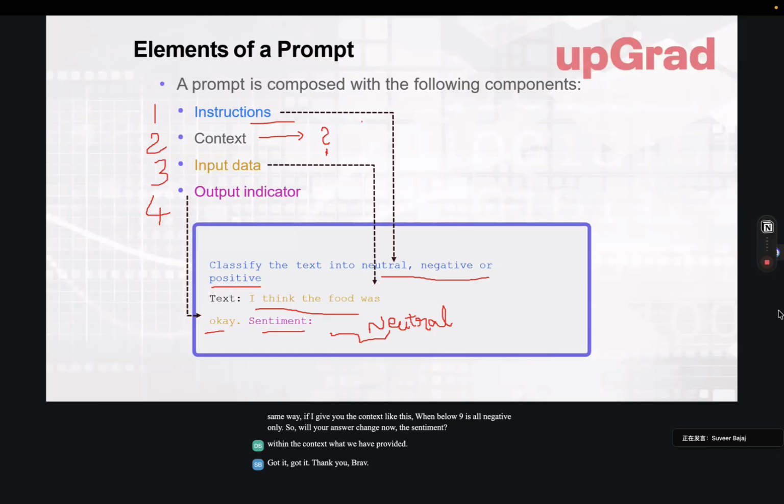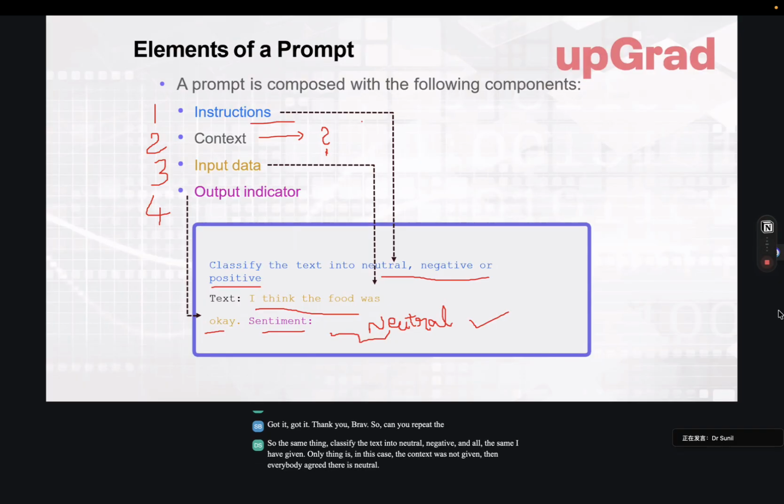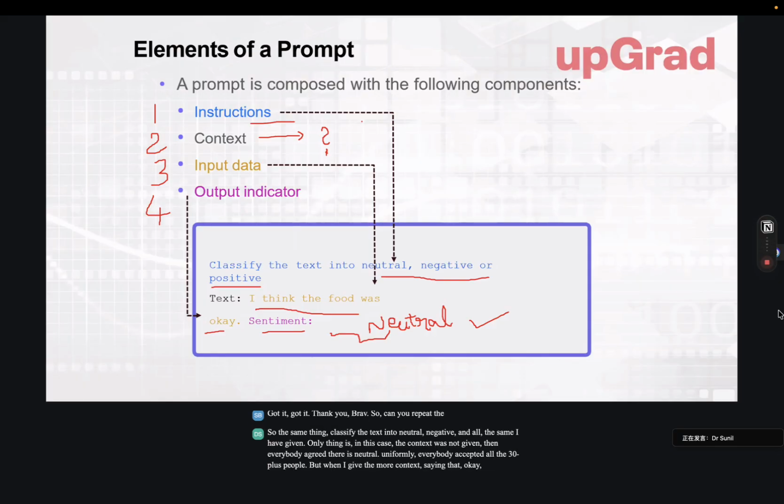Sir, can you repeat the question, please? So the same thing: classify the text into neutral, negative, and positive, all the same as I have given. The only thing is, in this case, the context was not given. Then everybody agreed it is neutral. Uniformly, everybody accepted, all the 30 plus people. But when I give more context, saying that if I have a rating of 9 to 10, then within that only, below 8 is also negative for me, and ours is a top brand in the market. If I give something like that context, will your answer change or will it still be neutral?